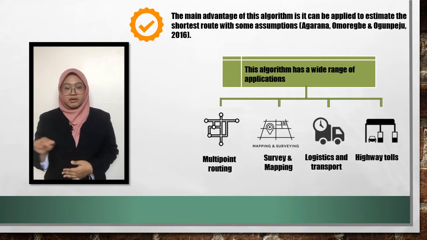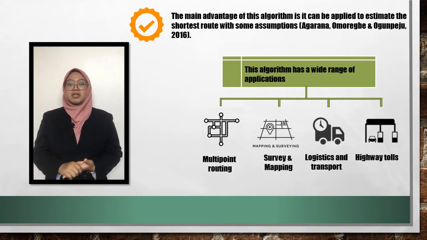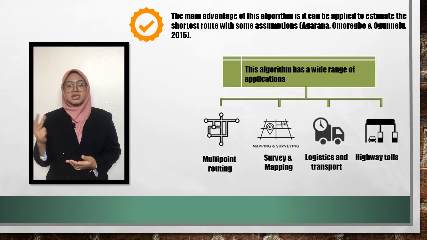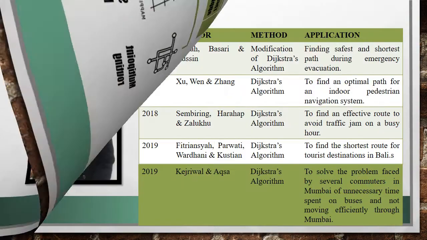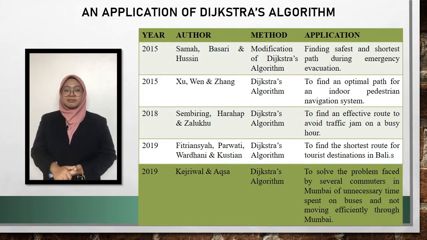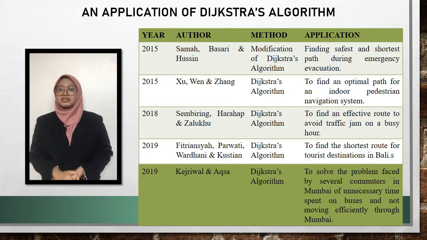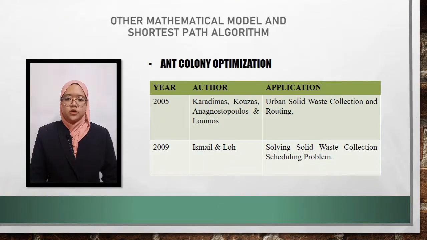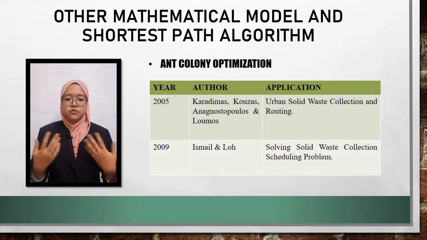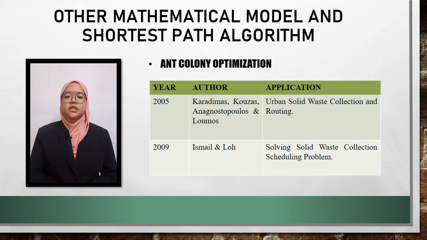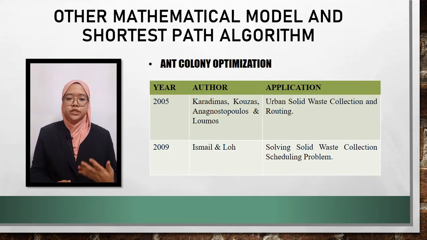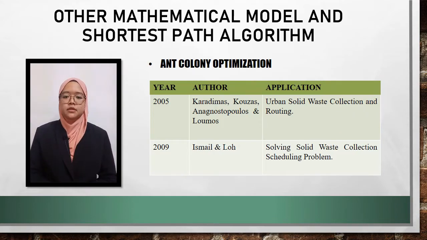This algorithm has a wide range of applications such as multi-point routing, survey and mapping, logistics and transport, and highway tools. For example, a research done by Samah, Basari, and Hussein, where they used Dijkstra's algorithm to find the safest and shortest path during emergency evacuation. The basic idea of ACS was inspired through the observation of swarm colonies, specifically ants. The advantage of this algorithm is it can adapt to changes such as new distances. Besides, it has been applied to a wide variety of applications such as the traveling salesman problem and vehicle routing.